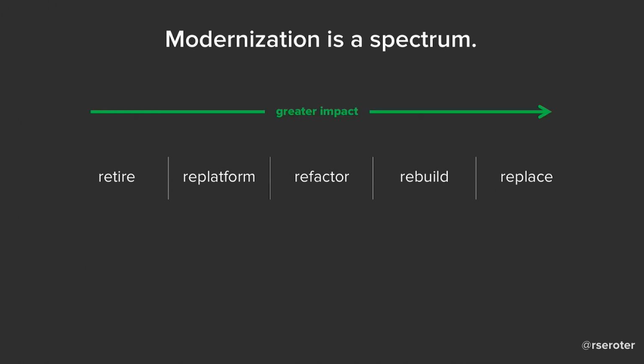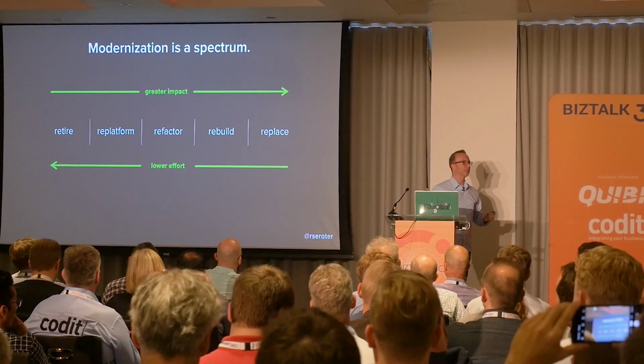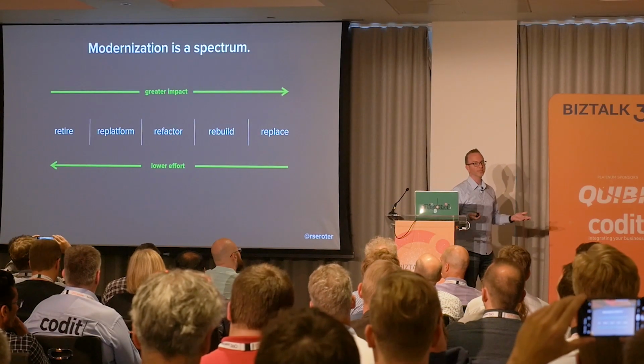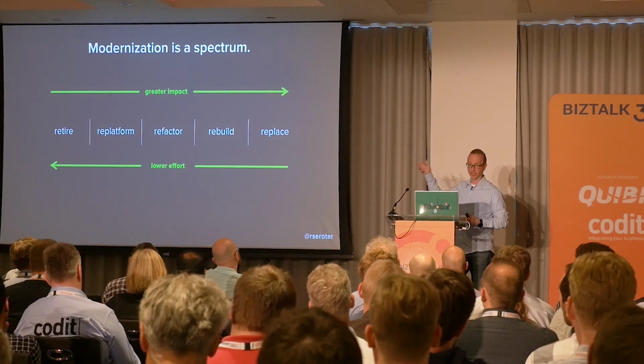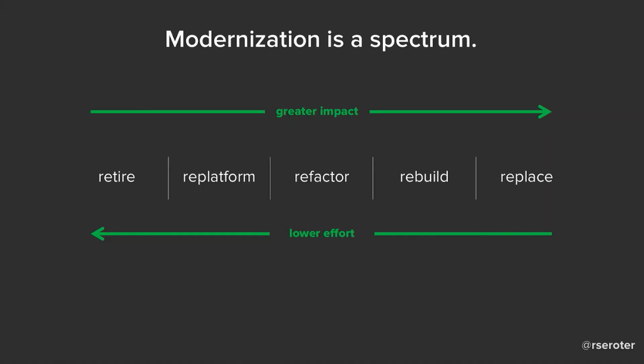So if you look at that spectrum of things, on one hand, the impact goes up as you move in that direction. And the effort, of course, goes in the other direction. It's really easy to turn stuff off, right? I mean, that's probably the least amount of effort. It's more work to sometimes entirely replace something with something in the cloud or rebuild it. But as you're looking at a whole portfolio of things, you're probably going to do a mix of these.